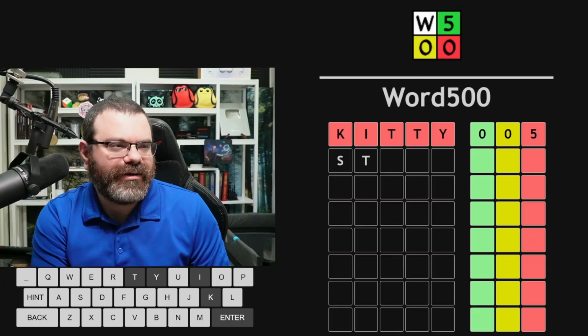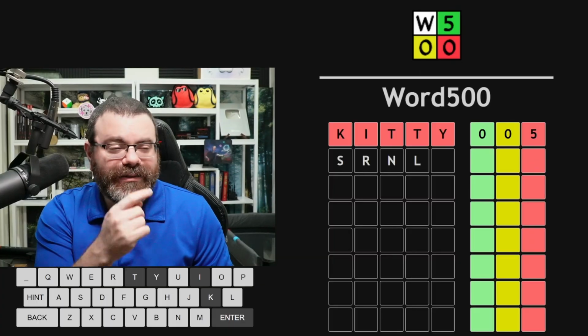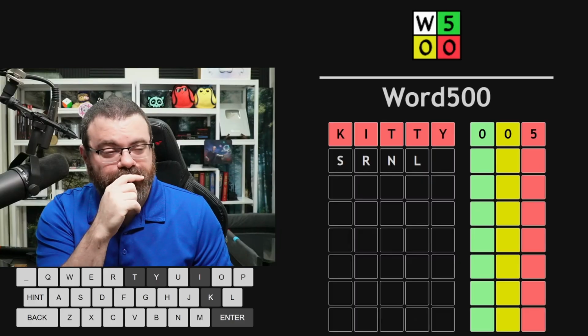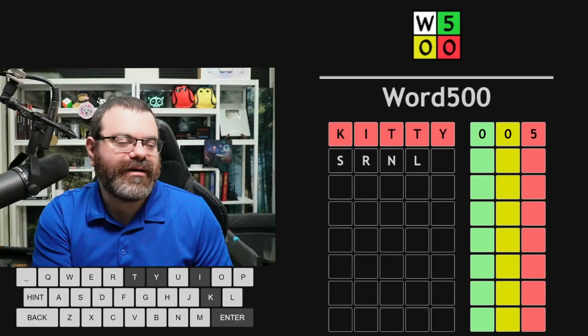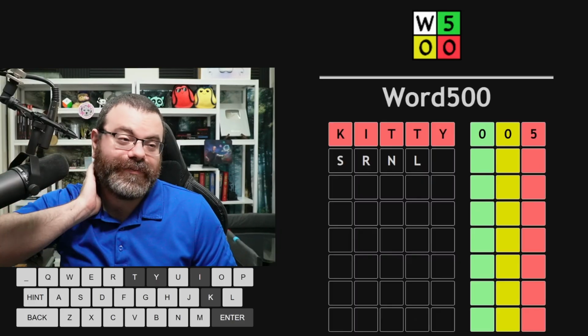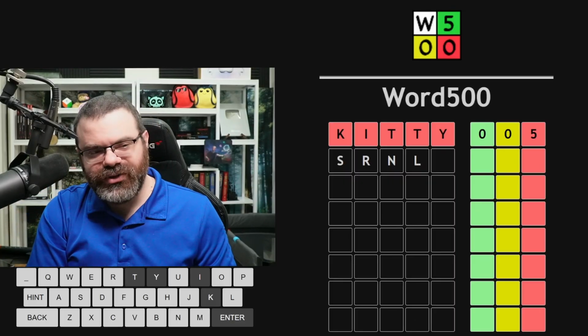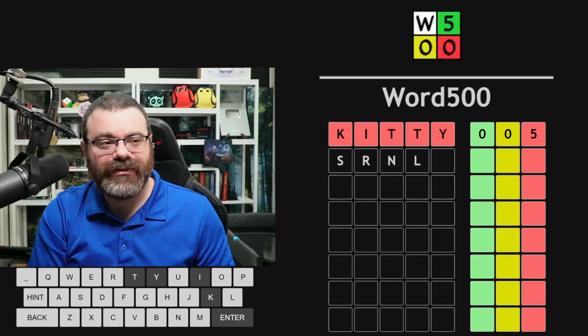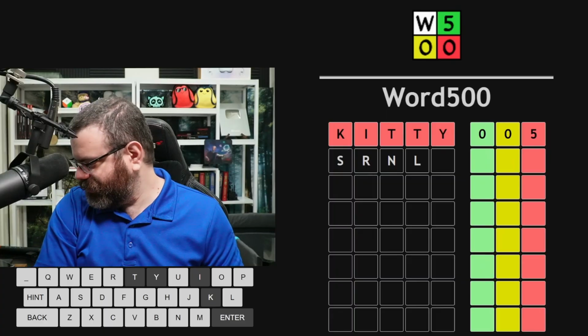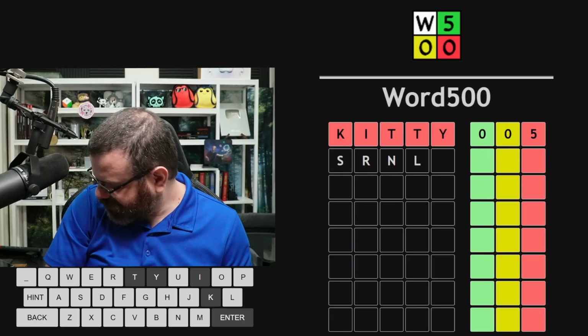Common letters, S, R, N, L. Some people like to do different strategies here. I like the common letter strategy, and I like to do hard mode. A really common strategy is to do like a DU and then audio, and that helps you narrow down which vowels exist.